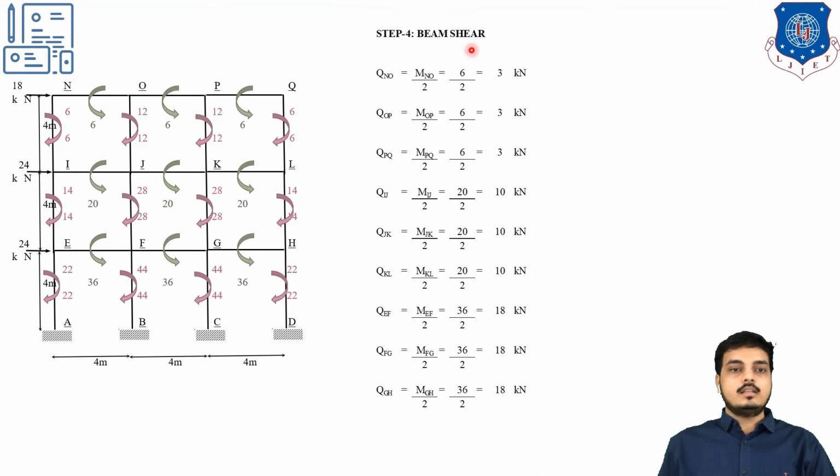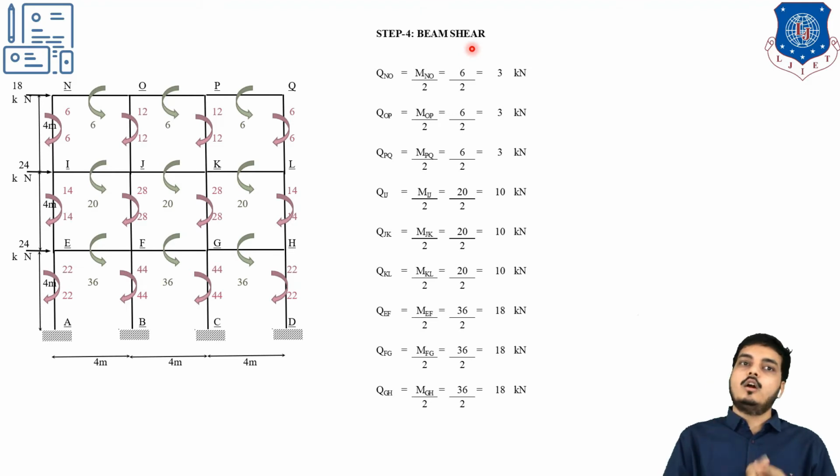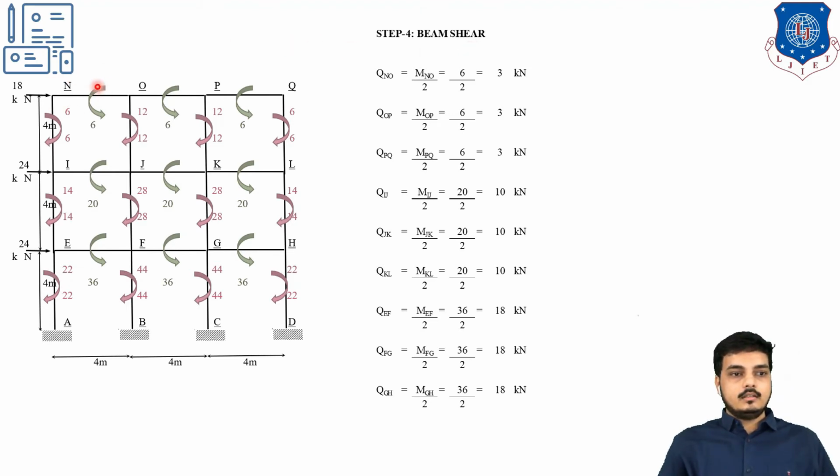Now, the next step is step number 4, for beam shear. So what we do? First of all, we took column shear. With the help of column shear, we have found out column moment. With the help of column moment, we have found out beam moment. And now with the help of beam moment, we will be finding out beam shear. Similarly, the moment divided by distance by 2. So MNO divided by 2, here it is 6 by 2 equals 3.